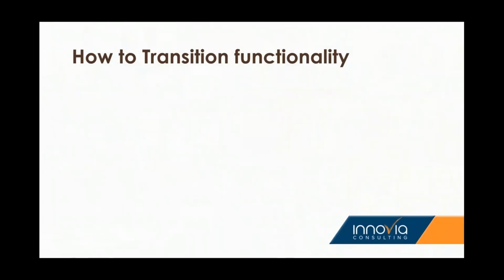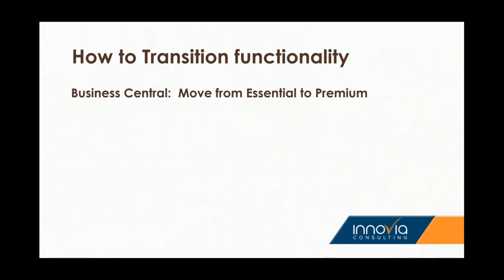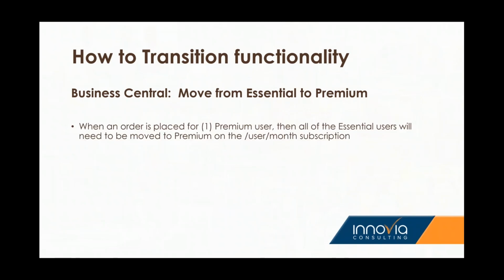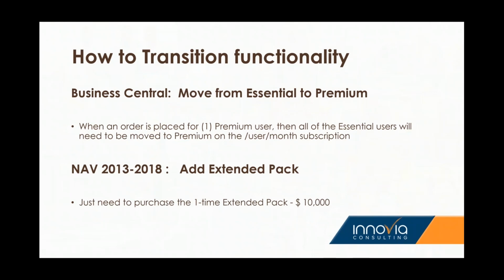Okay, so how do we transition functionality? Well, basically, we have two different products. On Business Central, we would move from Essential to Premium. So when an order is placed for one Premium user, then all of the Essential users will need to move to Premium on the per user per month subscription. Because I had mentioned in a prior screen, you cannot have a hybrid. If you're on NAV 2013 to 2018 and you need to add that additional functionality for manufacturing or service management, then you just need to do a one-time purchase of the extended pack, which is $10,000.